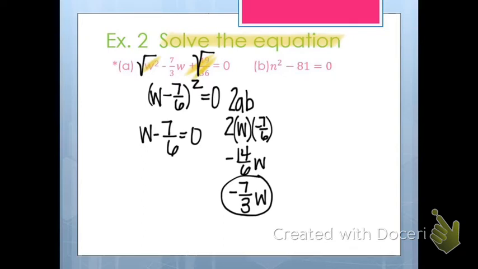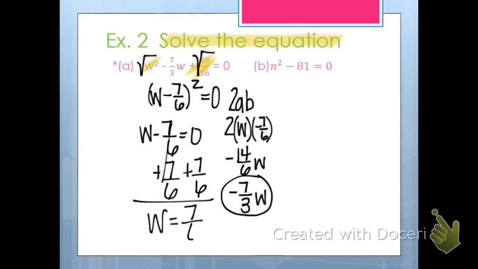Now, how do we solve for W? We add 7/6. So what does W equal? 7/6.